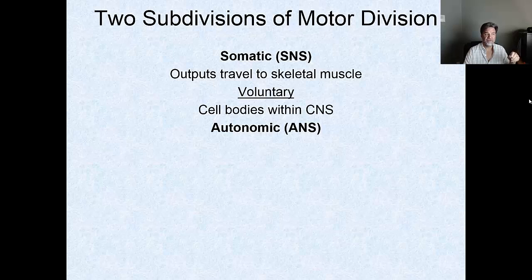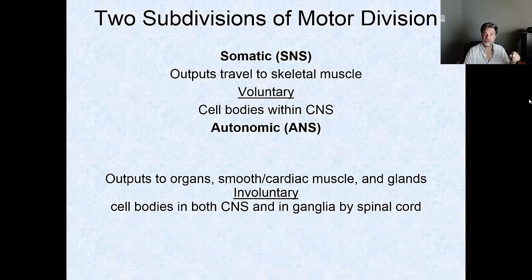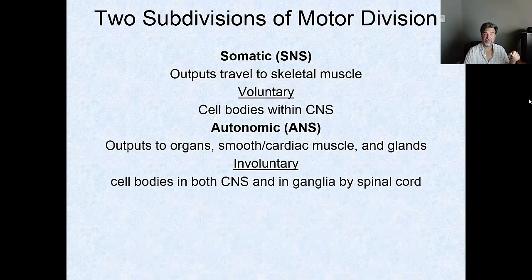The other division is the autonomic nervous system, and this one has to do with mostly involuntary outputs. And so here we're going to be talking mostly about smooth muscle, cardiac muscle, and glands. And in this division, the cell bodies are found in both the spinal cord, or central nervous system, and in the periphery as well. Now we can further subdivide the autonomic nervous system. I know it's getting kind of ridiculous, right?